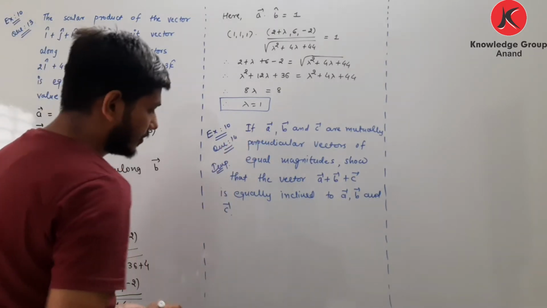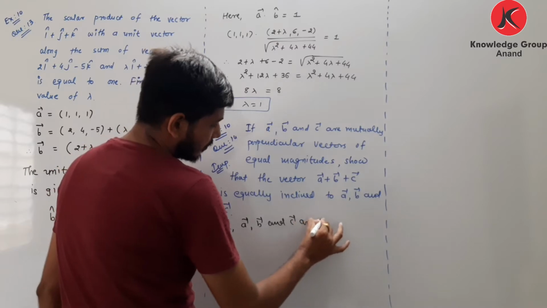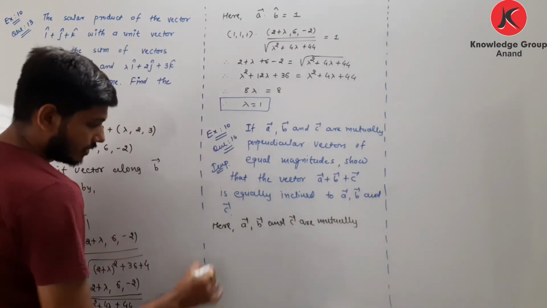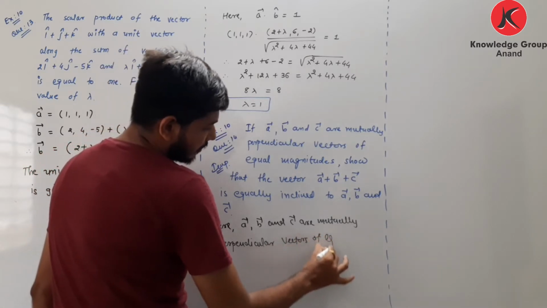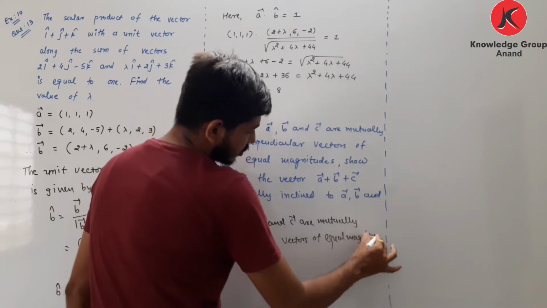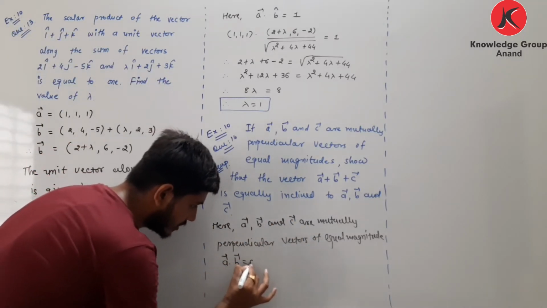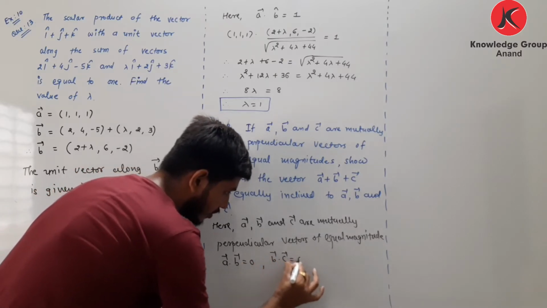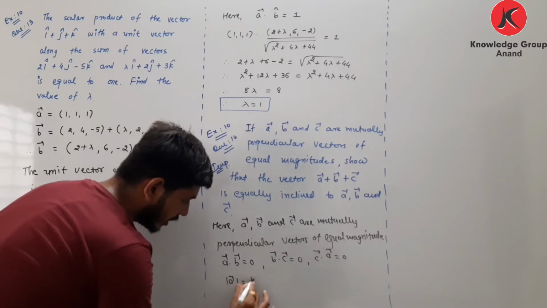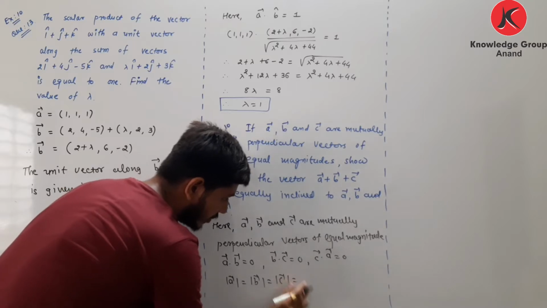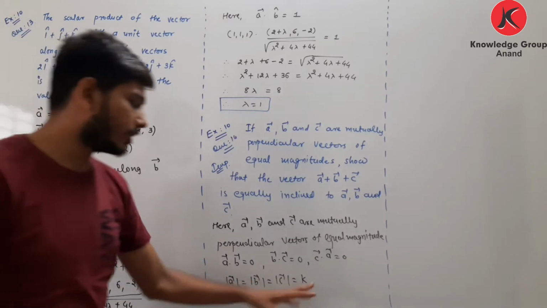Okay. Now, the given condition is here. Vectors A, B and C are mutually perpendicular vectors of equal magnitude. Therefore, we can say that A bar dot B bar is equal to 0, B bar dot C bar is also equal to 0, C bar dot A bar is also equal to 0, and the magnitude of vector A equals the magnitude of vector B equals the magnitude of vector C, which is equal to some constant K. They are equal in magnitudes. I am taking K as some constant.